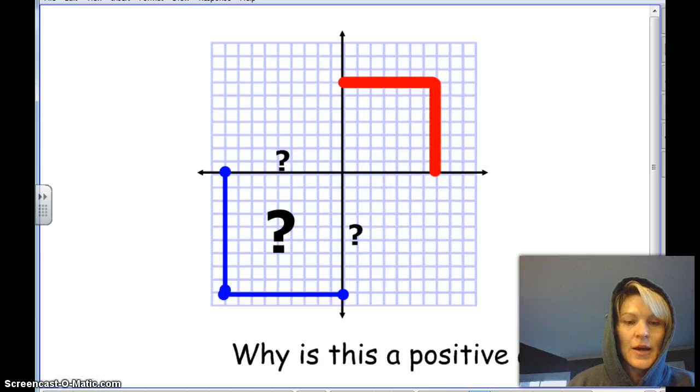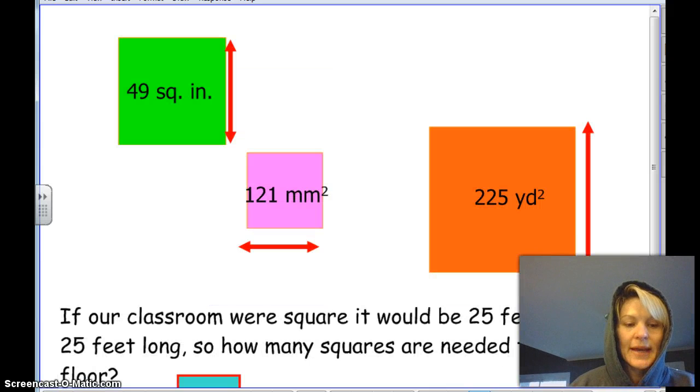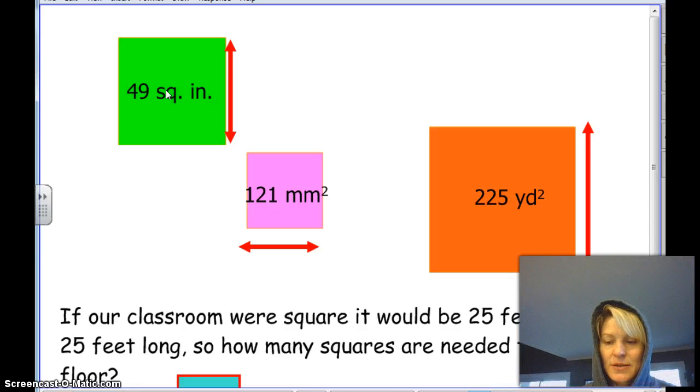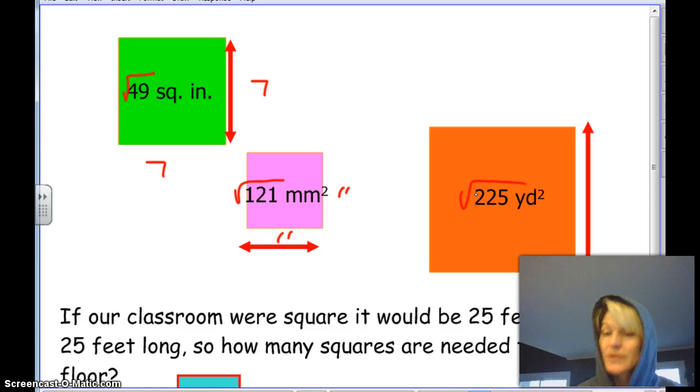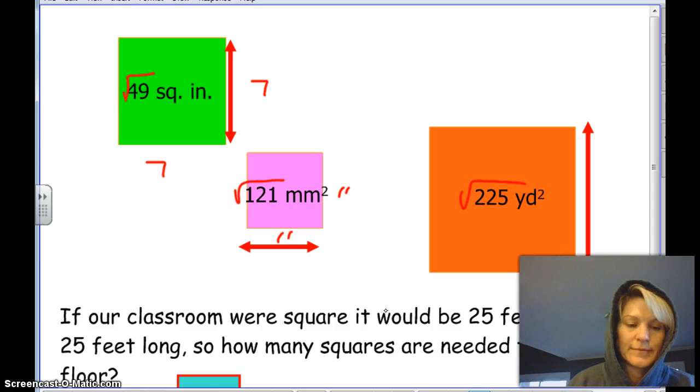Okay? All right. So again, looking at this, I know the area is 49. So if I wanted to find the length, I would just do the square root, and that would give me 7 by 7, right? And then the same thing with these other two. So the square root of 121 is 11 by 11. Do you know what the square root of 225 is? See if you can figure it out.